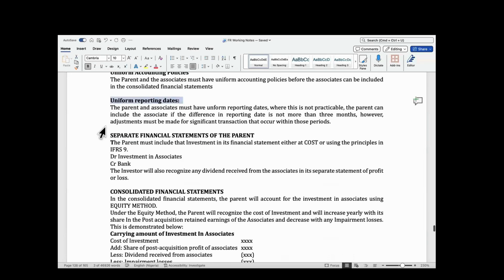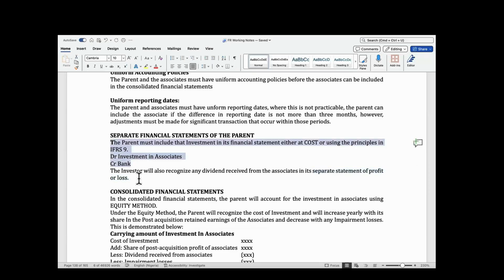And like I've mentioned, in the separate financial statements of the parent, the investment in associates is usually accounted for at cost or in line with IFRS 9. Okay, so all you're doing is you are just recognizing how much you paid for that investment by debiting investment in associate as a line item and crediting bank in your separate account. Also, since you are an investor, they will pay you dividends. So any dividend you receive, you also recognize it in your separate P&L as dividend received as well.